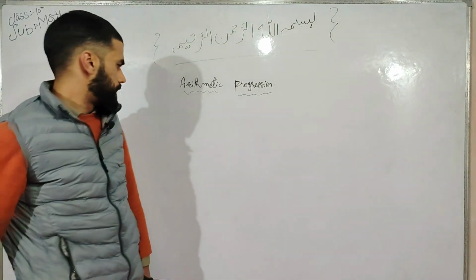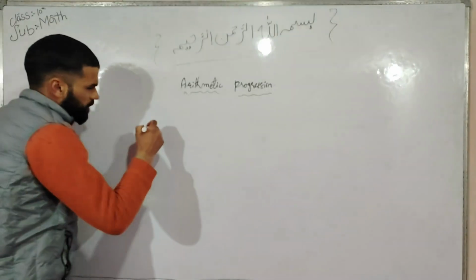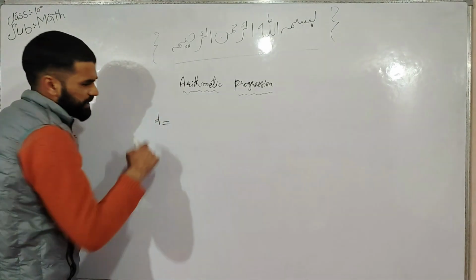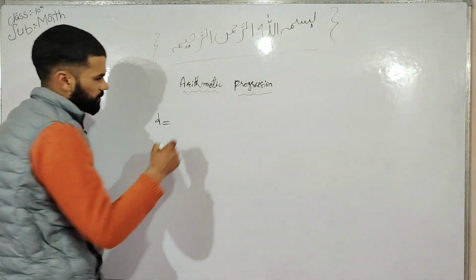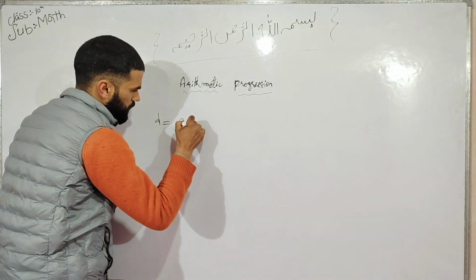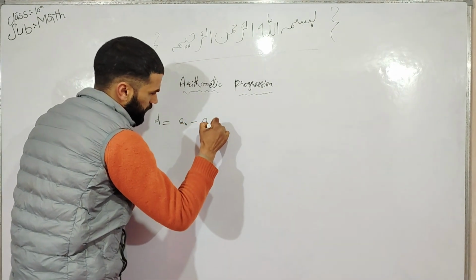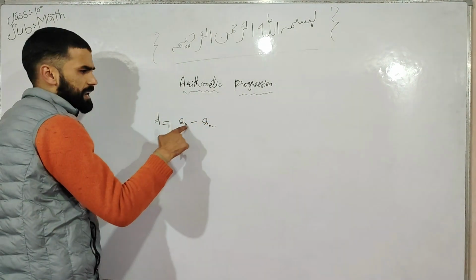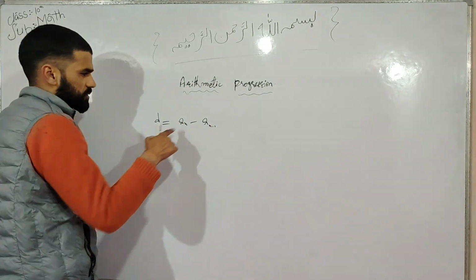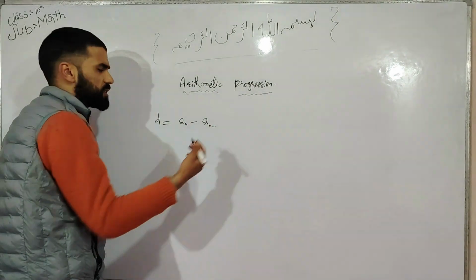Let me tell you the general form of D. There is a common difference, and the general form of this common difference is an subtracted by an minus 1. Here this n and this n minus 1 are in this way, so this is the nth term and this is the n minus 1th term.